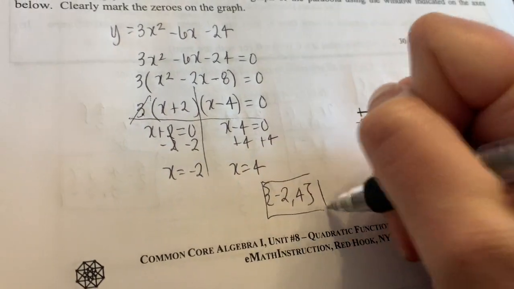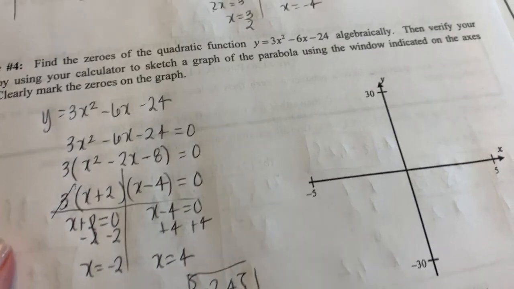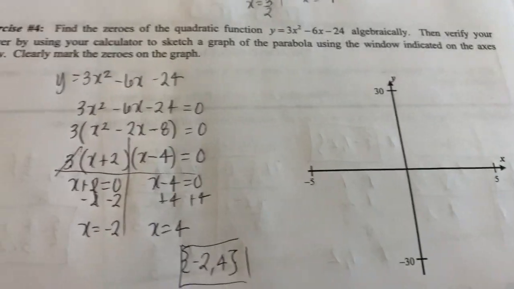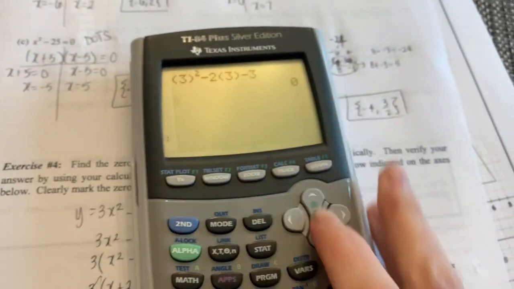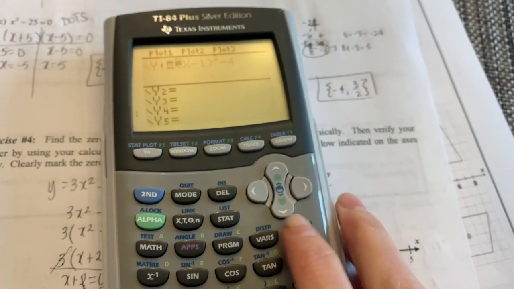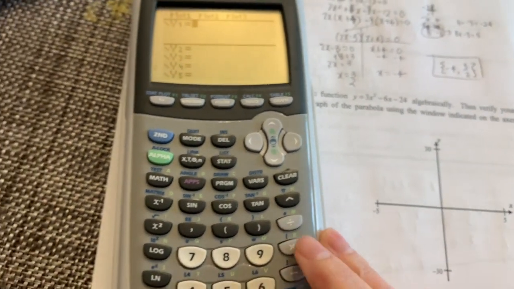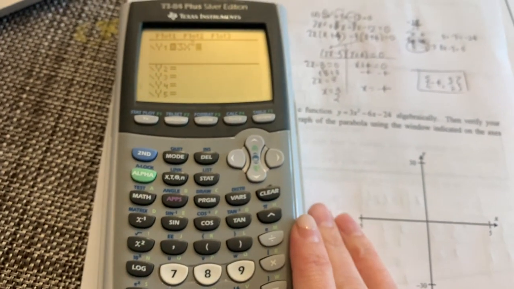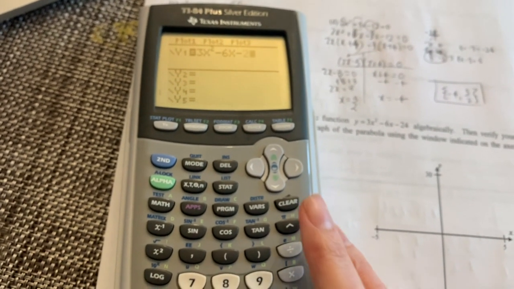So we found it algebraically. And now we are going to take a look at the graph. So we want to use this window that they've given us. So when you begin, you go into y equals, clear out whatever you got. Let's put in our new one, 3x squared minus 6x minus 24.